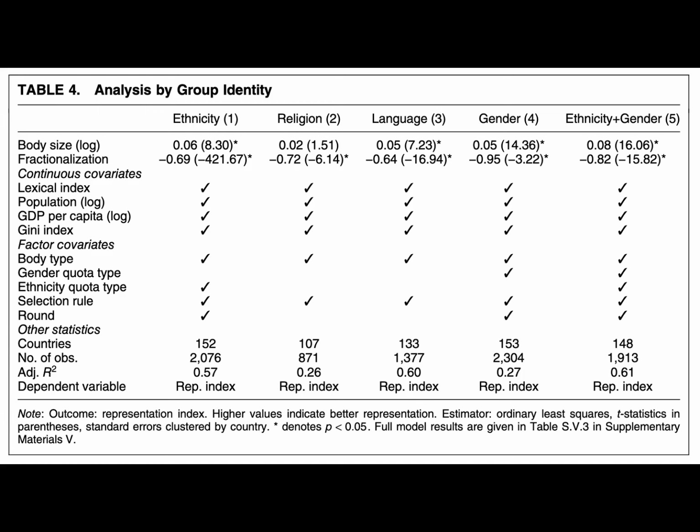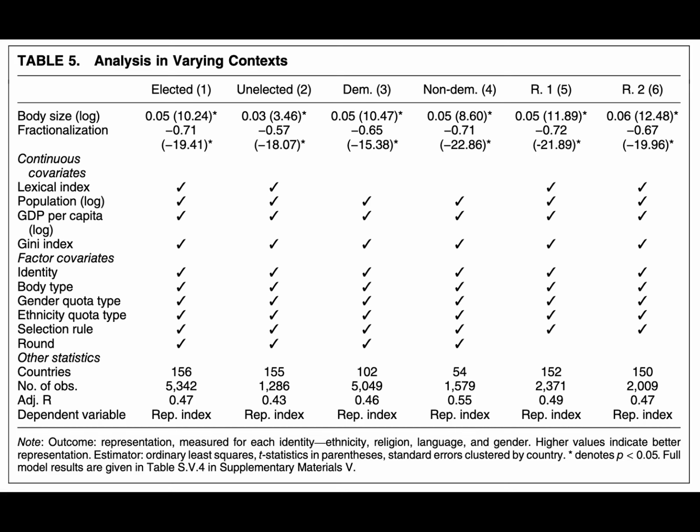Next, we compare various regions of the world: the Americas Model 3, Asia Model 4, Europe Model 5, and the Middle East and North Africa Model 6. Again, coefficient estimates for the variables of theoretical interest are stable.